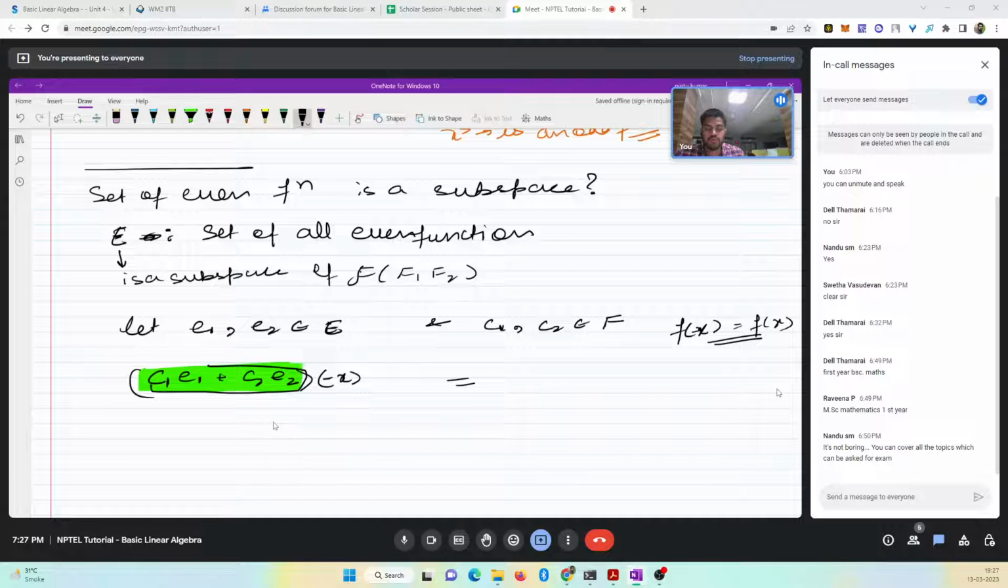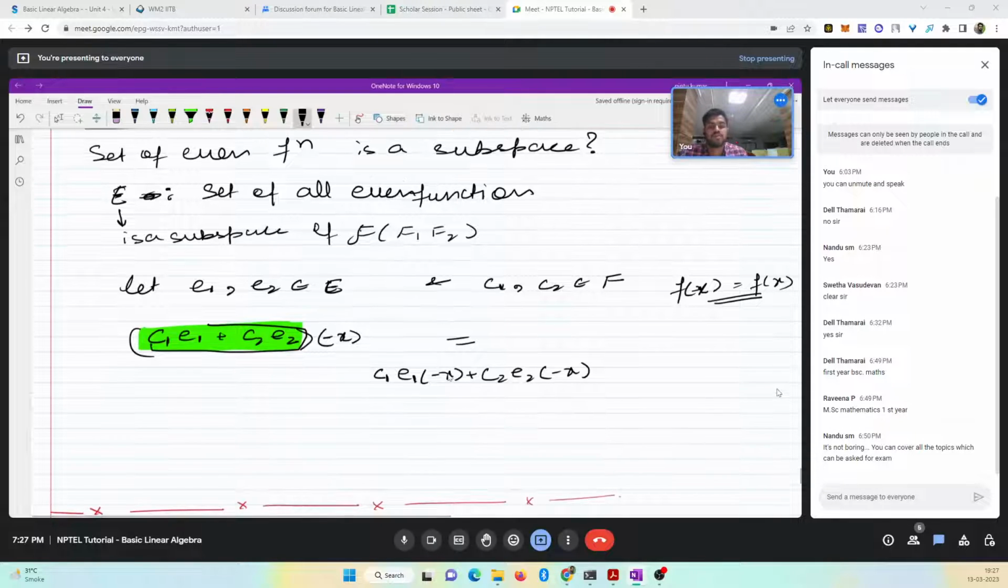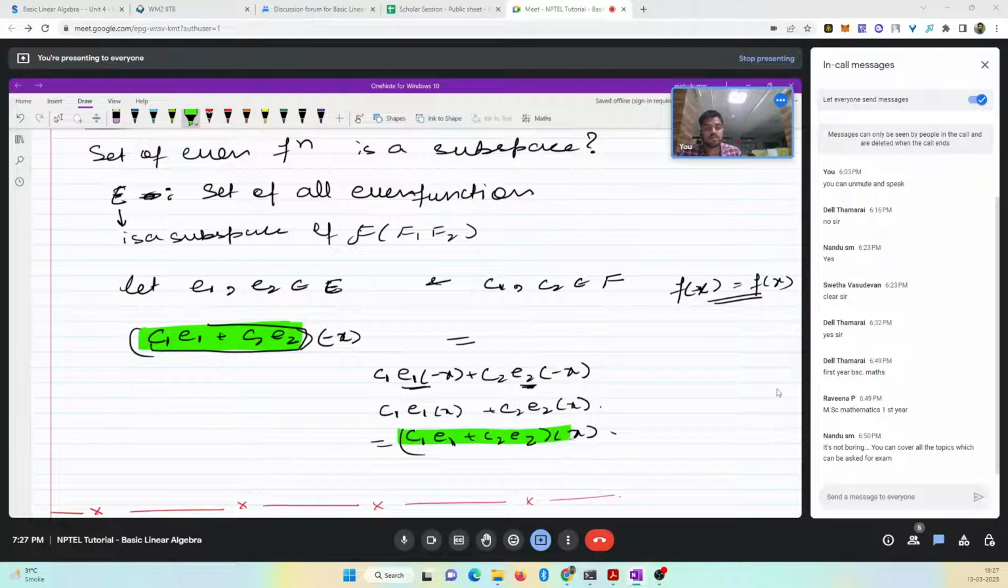So let's see what we can do. This would split as C1 E1 of minus x plus C2 E2 of minus x. Because my E1 and E2 are already even functions, what do we obtain? This is C1 E1 of x plus C2 E2 of x, right? So we can write it similarly, C1 E1 of x plus C2 E2 of x. So we obtained what we wanted, that this complete thing is an even function.